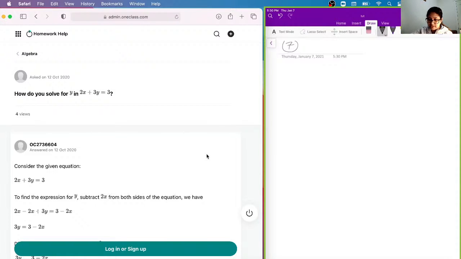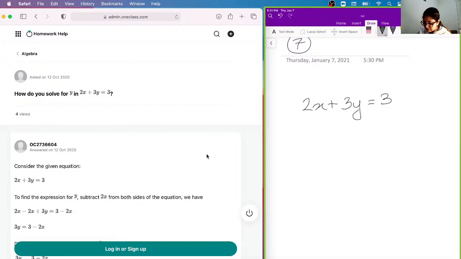Our next question says, how do you solve for y in 2x plus 3y is equal to 3? Okay, so we have our equation, which is 2x plus 3y is equal to 3, right? So we're trying to solve for y. So to find the expression for y, we have to basically move 2x to the other side. Since we're trying to get rid of all the stuff that is attached to y, and is part of the equal sign. So to move 2x to the other side, we would have to subtract it from both sides.